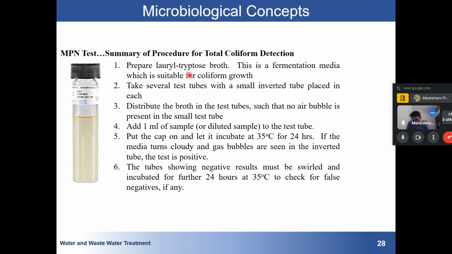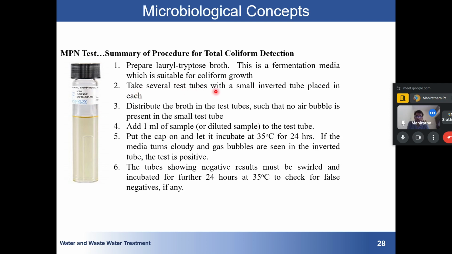So what happened is that we prepare a broth. It comes in salt form. You add a certain amount, some 35.2 ml of broth in 500 ml. There is a standard method. This broth acts as food for the coliform bacteria present, and it is a fermentation media suitable for coliform growth.